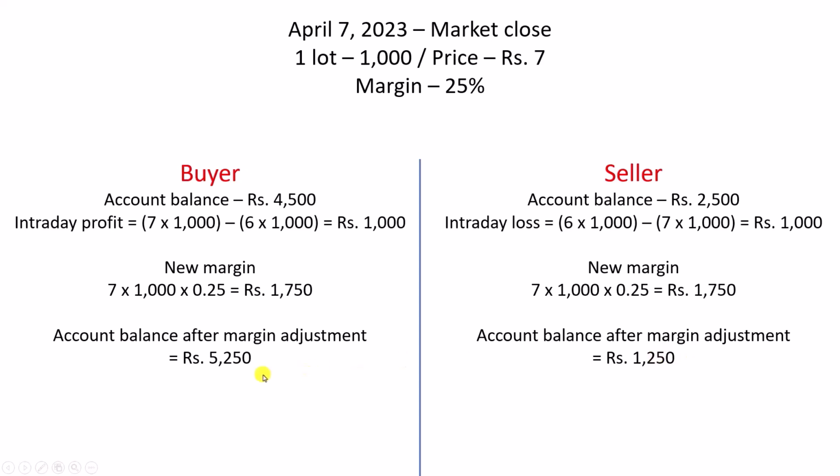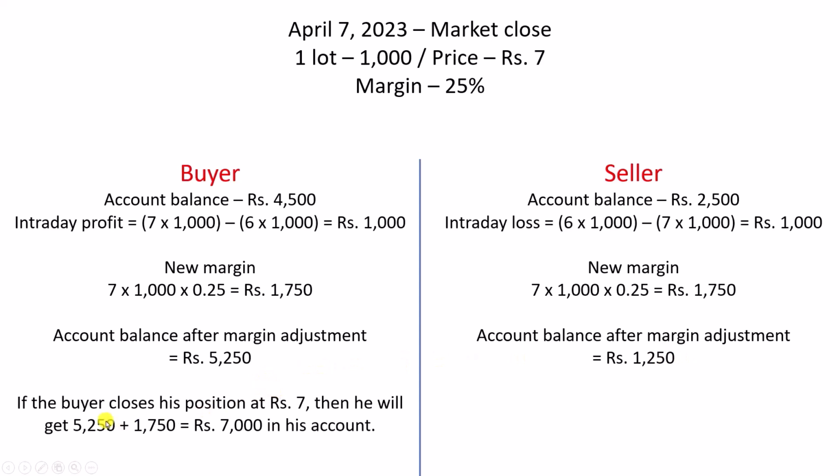Okay, now if the buyer closes his position at 7 rupees, if the buyer decides that this much profit is enough for me, I will close the trade, then he will get this plus this in his account, which is 7,000 rupees. So how much was it before? 5,000. How much is it now? 7,000. So totally 2,000 rupees profit he has made in this trade.